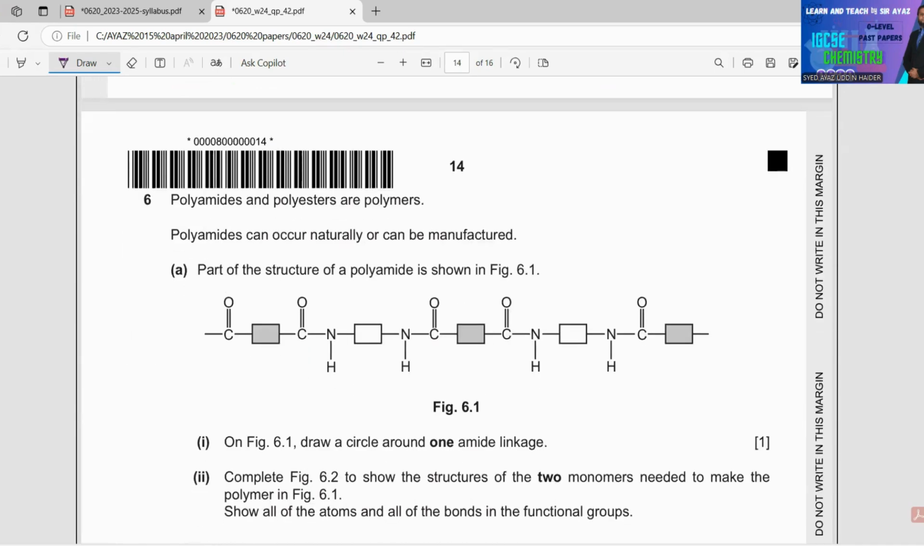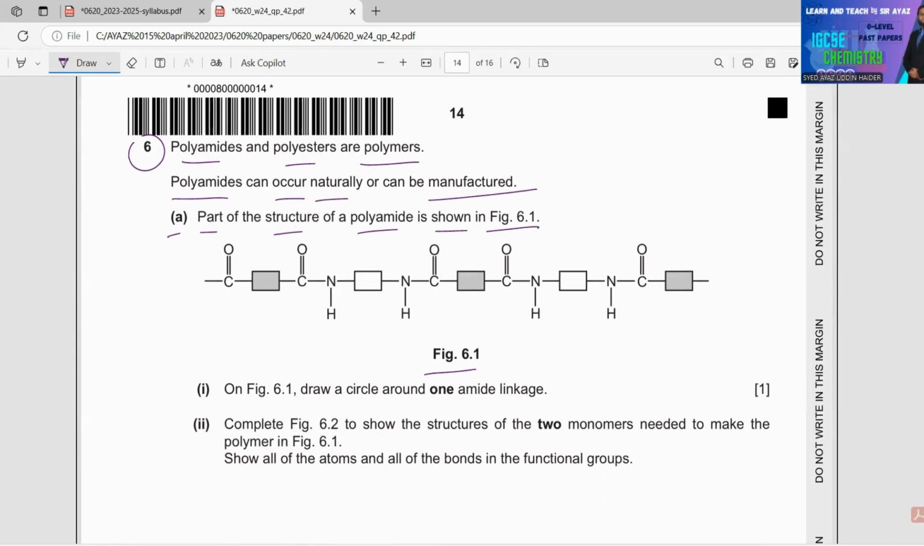Moving to last question, which is question number 6. Polyamides and polyesters are polymers. Polyamides can occur naturally or can be manufactured. A. Part of the structure of a polyamide is shown in figure 6.1. Here's figure 6.1, and we have polyamide.